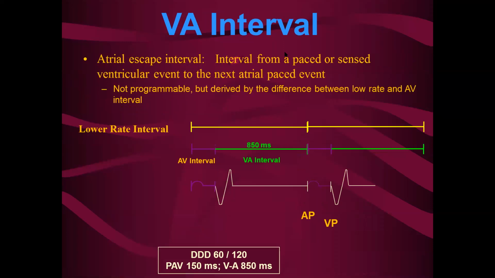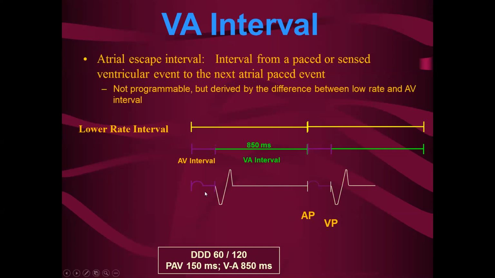The VA interval really for us is to let us know when we expect the next atrial pacing impulse to be delivered. So it is the low rate interval minus the AV interval. This is what our VA interval would be. This is also called an atrial escape interval, because during the VA interval the pacemaker is going to be watching to see if there's a P wave that's going to come along.